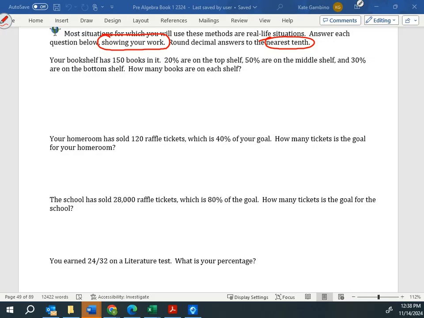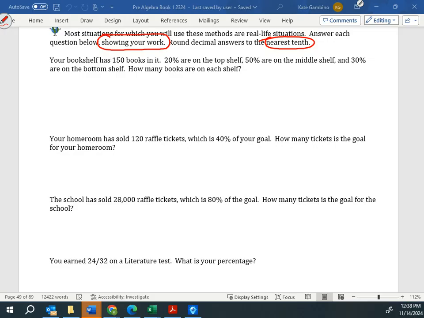Let's do this first one together. We are going to label all of our pieces in the word problem so we know which numbers are what. Your bookshelf has 150 books in it. 20% are on the top shelf, 50% are on the middle shelf, 30% are on the bottom shelf. How many books are on each shelf?